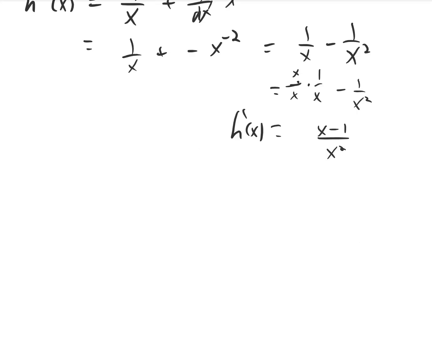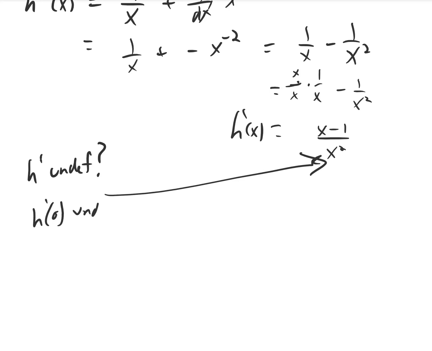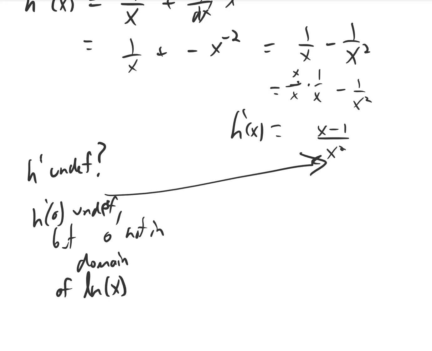So now we ask two questions about h prime. We ask, where is h prime undefined? Well, we've got a factor of x in the denominator here. So h prime of 0 is undefined. But 0 is not in the domain anyway, you can't take the natural log of 0. So it's true that h prime is undefined at x equals 0, but it's not in the domain anyway, so we don't really learn anything from that.